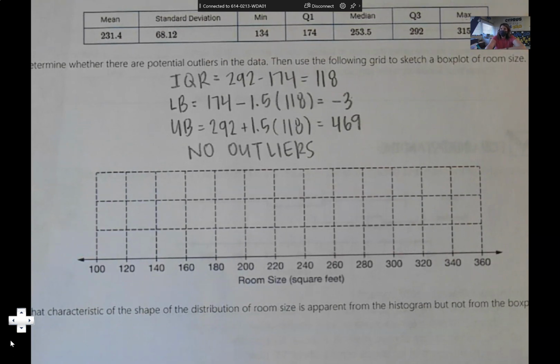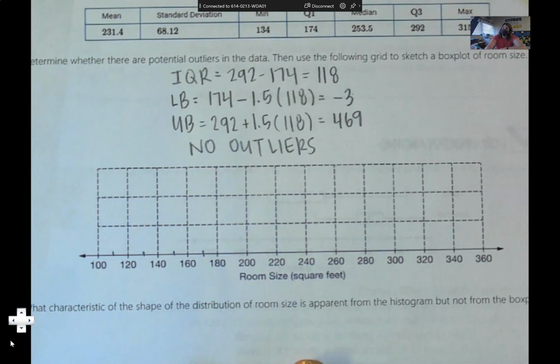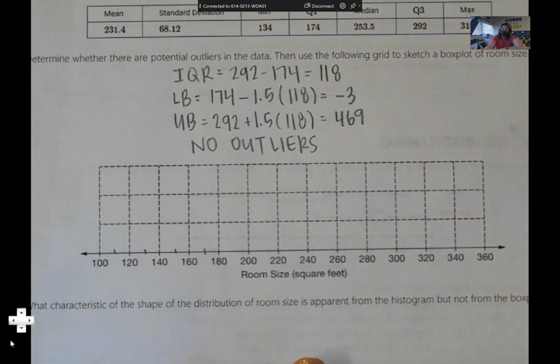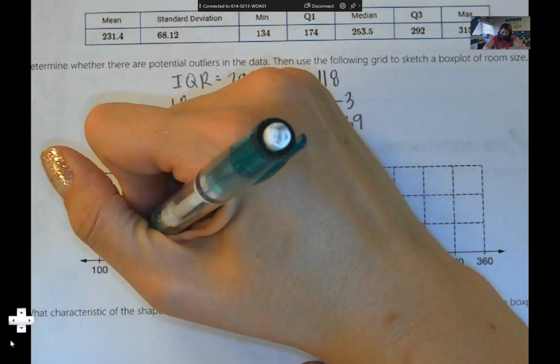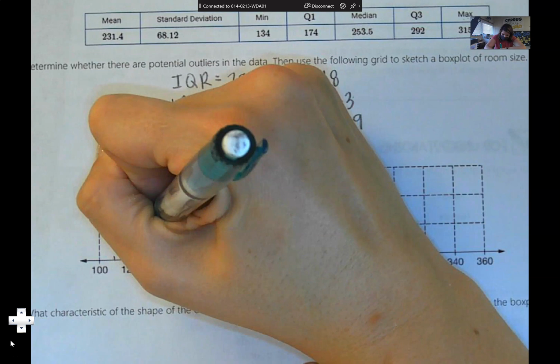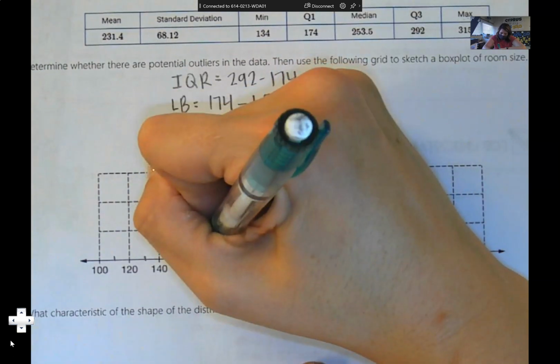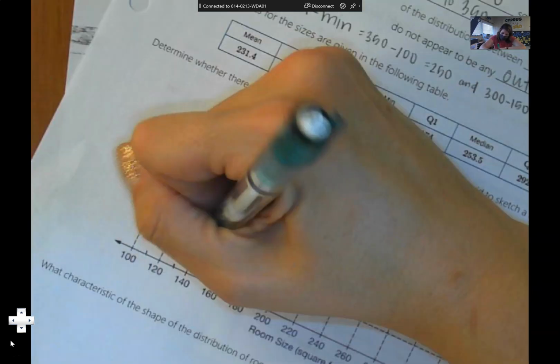Okay, so next up, we use this knowledge to make our box plot. So our minimum is 134. They're going by 20, so be careful about that. Their scale at the bottom is going in 20s, so you have to split it into 10s. So minimum is 134. Quartile 1 is 174. These are a little bit tough because of their scale, so you're just going to do the best that you can.